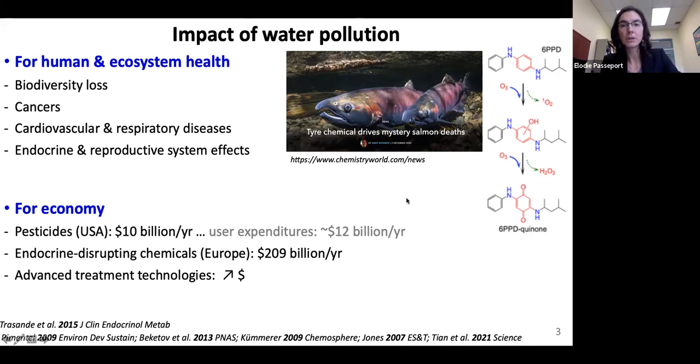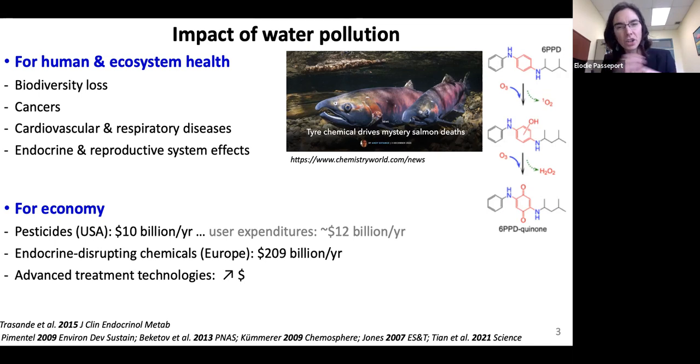In the Northwest US, it was found by researchers there that salmon, coho salmon specifically, were dying massively. And through very detailed work, a research team there was able to find that this was due to the presence of this one molecule here, which is 6-PPD-quinone, which is not even what I would call a parent molecule. It's a transformation product and oxidation product of this molecule here, 6-PPD, which is used in tire manufacturing to delay the degradation of tires.